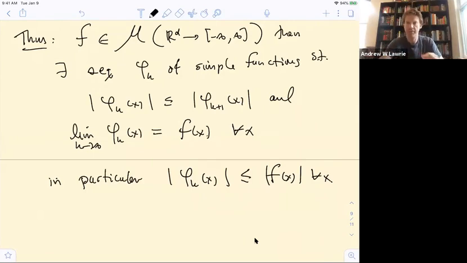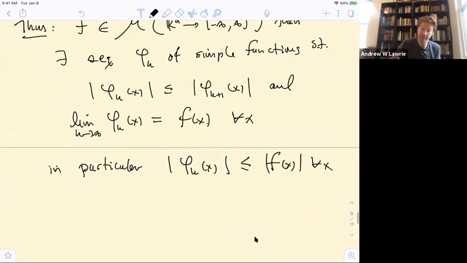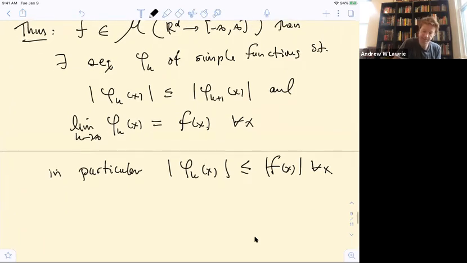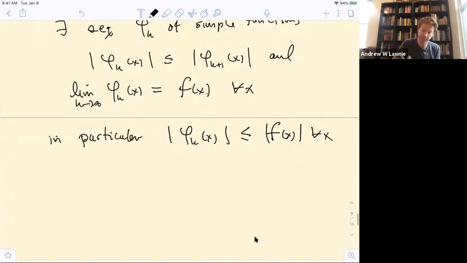So are there any questions about the previous theorem or any questions about the statement of this theorem? This is just a generalization of the one before, but now I allow for a general measurable function, not just non-negative. I can still approximate by simple functions, but in this sense, the sequence is no longer increasing, but the absolute value of the sequence is increasing.